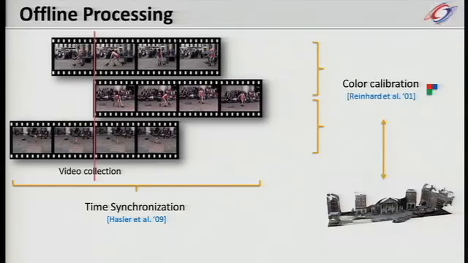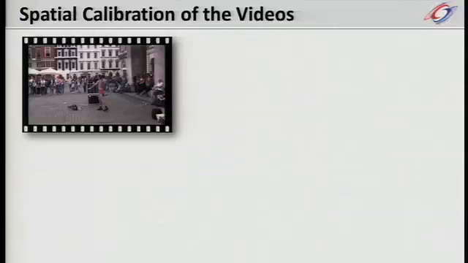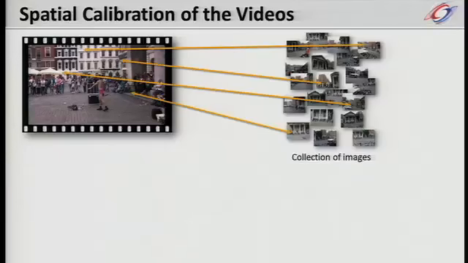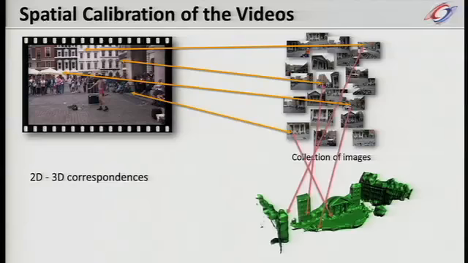The spatial calibration of the video stream is performed by establishing sparse correspondences between the frame to calibrate and the collection of images used in the structure from motion pipeline. Since these images are calibrated with respect to the 3D model, we have a set of 2D to 3D correspondences which can be used to calibrate the camera that took that frame, by using direct linear transform plus RANSAC plus refinement.